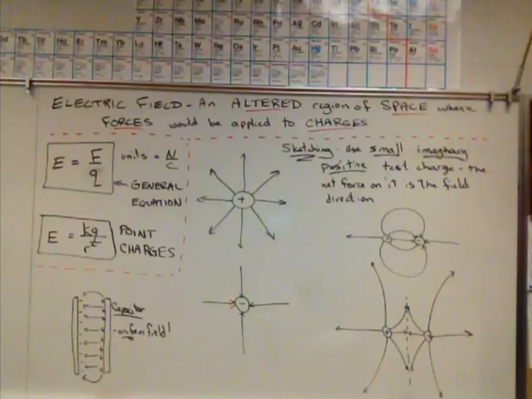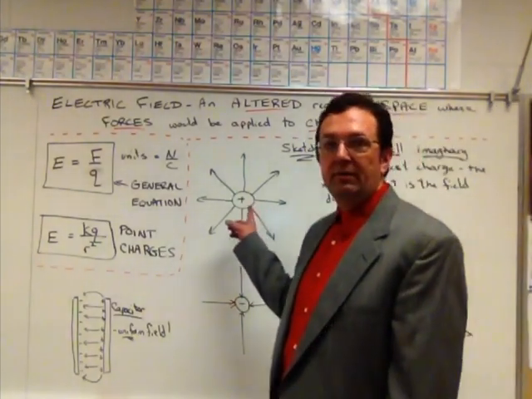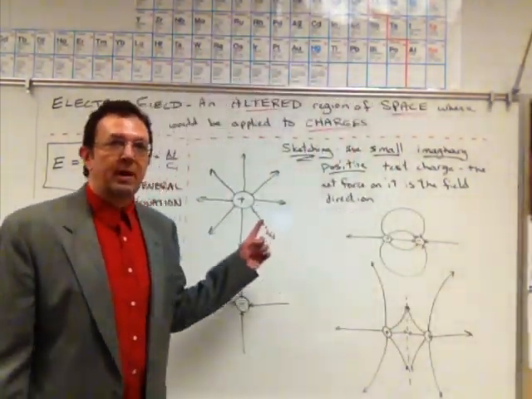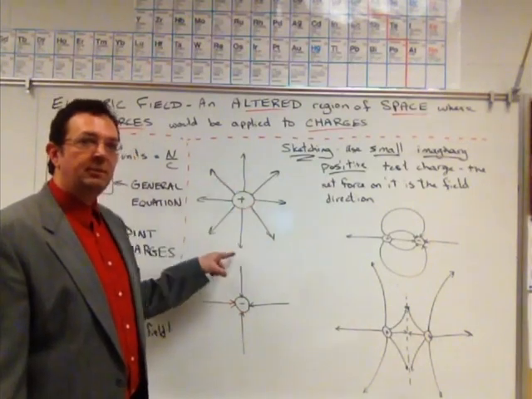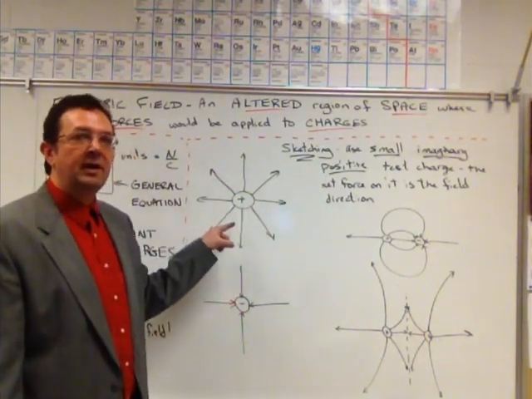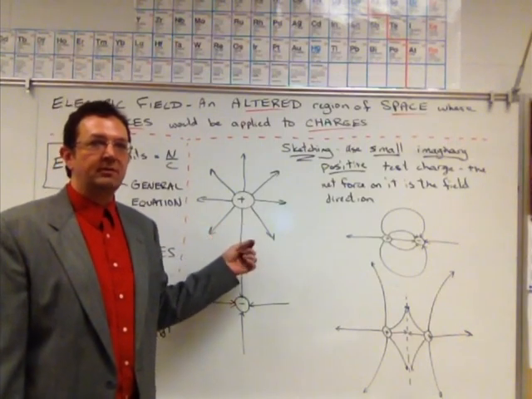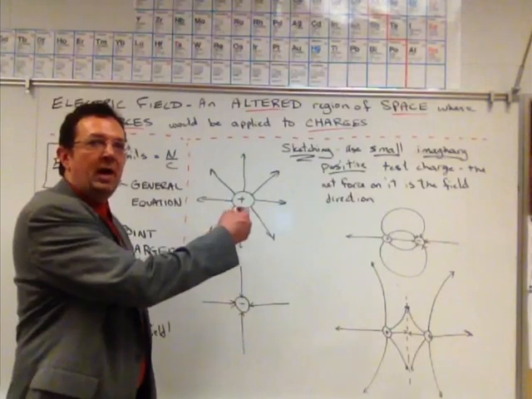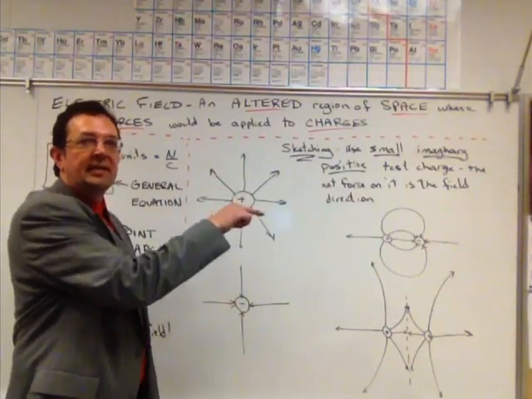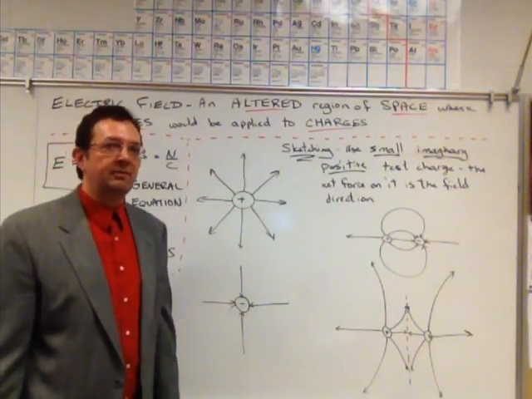So here's some examples up on the board that you see. The positive charge right here in the middle. This little positive charge right here in the middle. If you place imaginary positive test charges anywhere in the region of space around that large positive charge, the direction of net force on those positive charges would be away, in all directions radially outward from that positive charge.